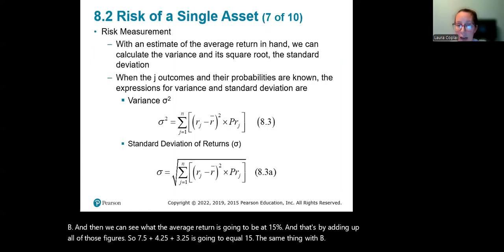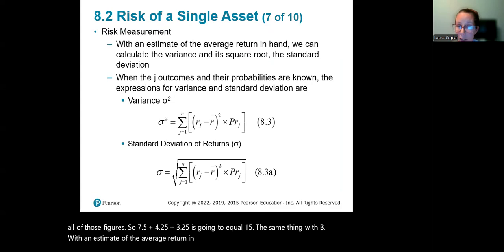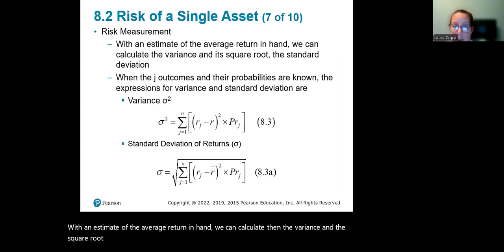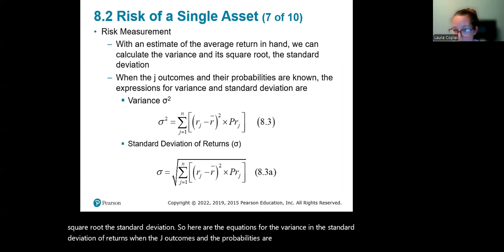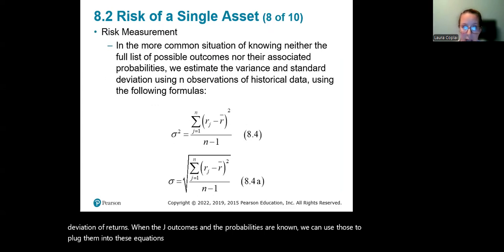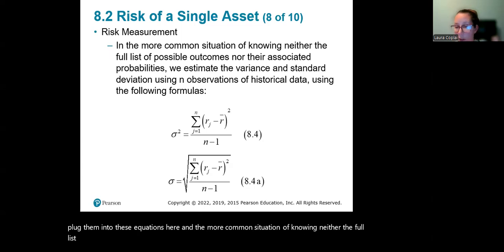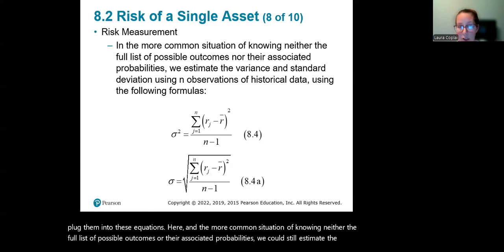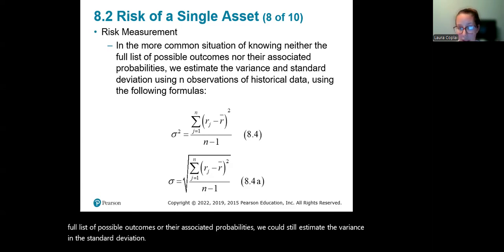With an estimate of the average return in hand, we can then calculate the variance and the square root, the standard deviation. So here are the equations for the variance and the standard deviation of returns. When the j outcomes and the probabilities are known, we can plug them into these equations here. In the more common situation of knowing neither the full list of possible outcomes nor their associated probabilities, we could still estimate the variance and the standard deviation using these specific formulas here.